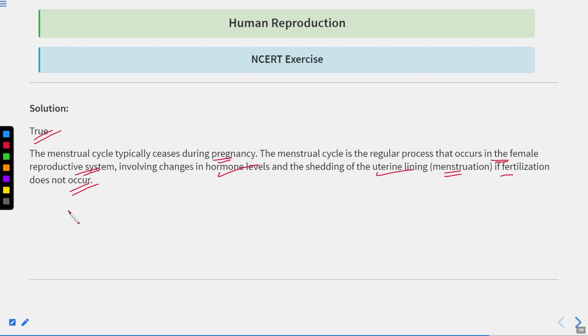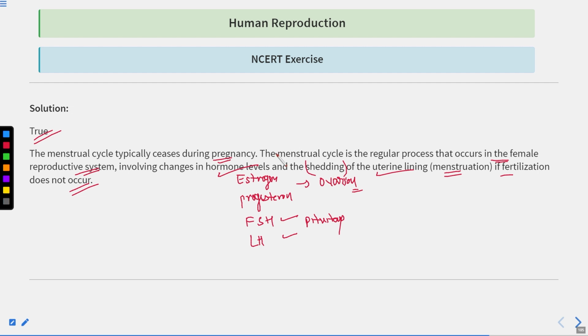Clear? So there are a lot of changes in the hormones. There are changes in the estrogen and progesterone, which are both ovarian hormones, and there is change in the follicle stimulating hormone and luteinizing hormone. These two are pituitary hormones, and these two are the ovarian hormones. Okay, and there is a shedding of the endometrium also.